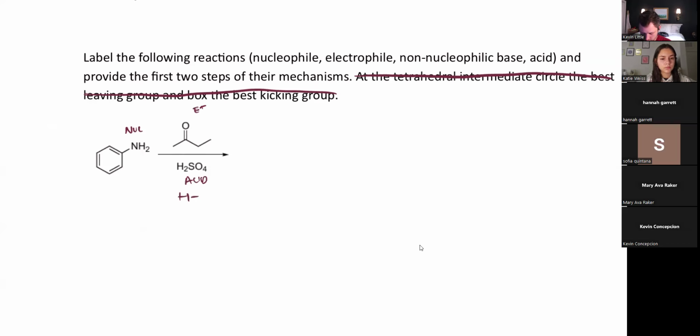Can you tell me that the first step of the mechanism involves the electrophile? And in this case, the electrophile is a carbonyl. If I have a carbonyl and an acid, it's always going to be the oxygen on the carbonyl that takes the proton. And I end up here every single time. It's always going to be the oxygen of the carbonyl taking the proton from the acid. Then step 2 is nucleophile attacking electrophile.